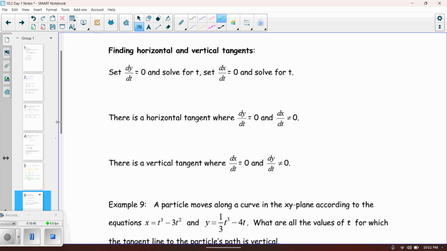If you have a horizontal tangent, that means that the derivative itself is 0. And if the derivative here in parametrics is going to be 0, that means your numerator must be 0. So the dy over dt portion has to be 0, as long as dx over dt is not 0, then you have a horizontal tangent. They can't both be 0. You're going to have a vertical tangent when you have your denominator equaling 0, because that would be an undefined slope, so it would be a vertical line. And again, that's going to happen when dx over dt equals 0, as long as dy over dt does not equal 0. So that's what you're looking for with horizontal and vertical tangents.